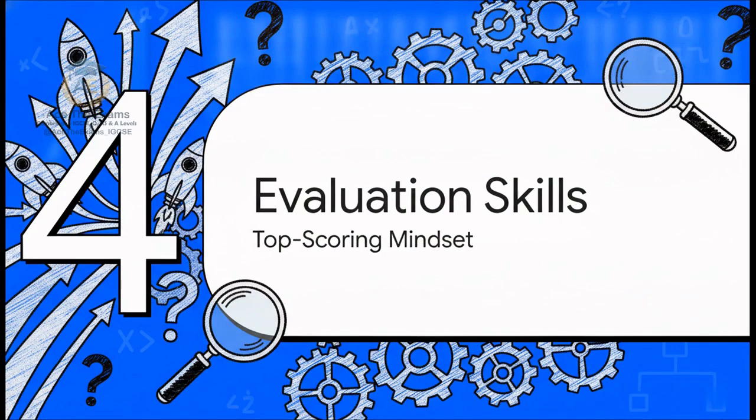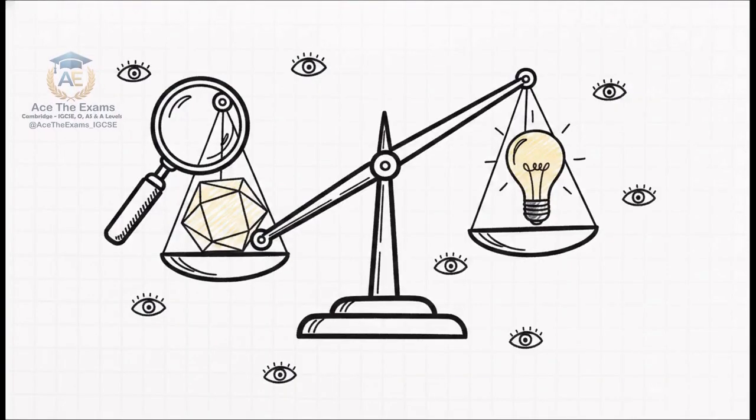Section 4. Evaluation. The top scoring mindset. So what do the A-star students do differently? Well, top-scoring candidates share these exact mental habits. They don't just act like human calculators, they actively evaluate.